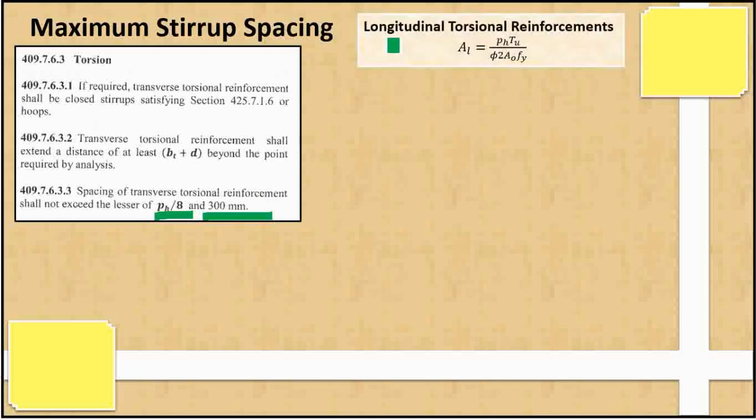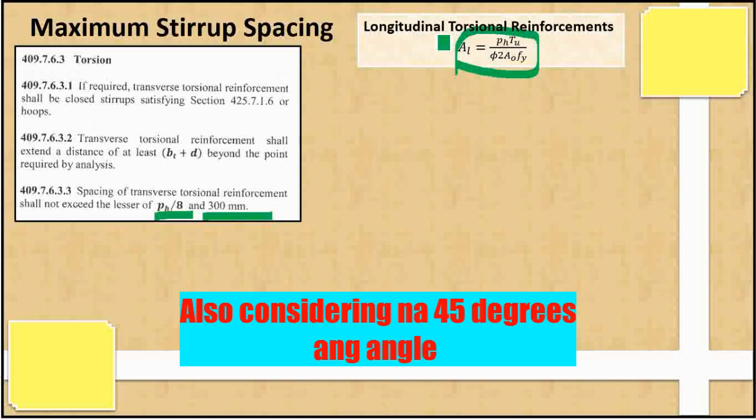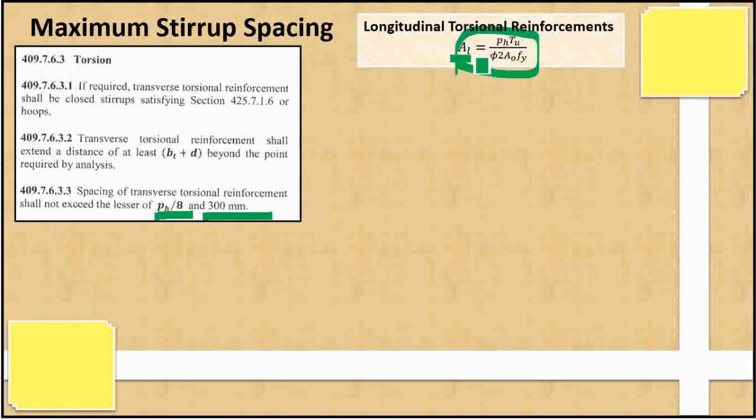So, for the longitudinal torsional reinforcements, the required area for longitudinal torsional reinforcements is given by this, Ph Tu over phi 2Ao fy. So, itong formula na to, nakuha lang to dun sa second equation nung torsional strength. Okay, so kung maaalala nyo man. So, in-isolate lang din siya in such a way na matitira dito sa isang gilid is yung Al. Okay. So, yun yung required torsional reinforcement in the longitudinal direction.